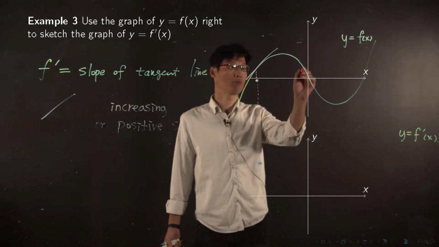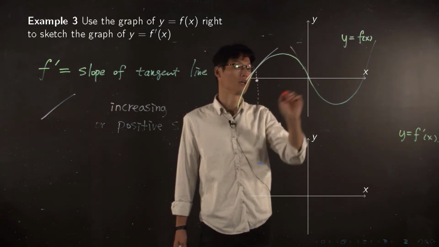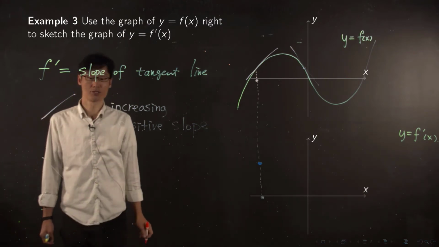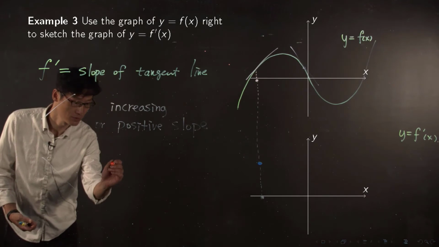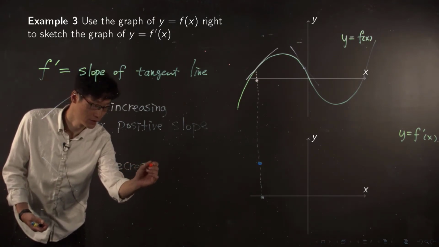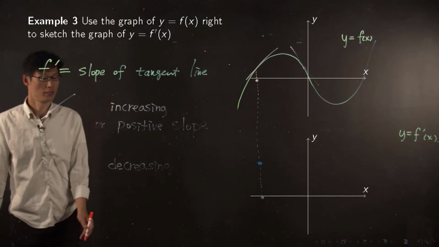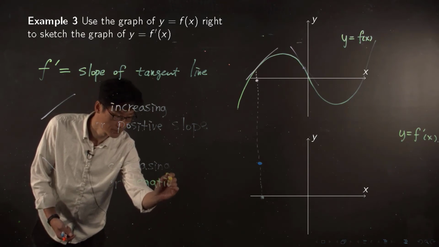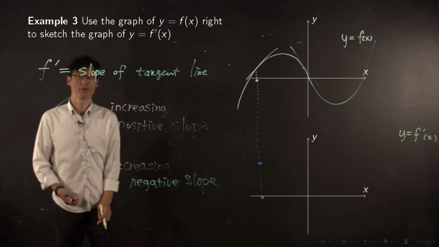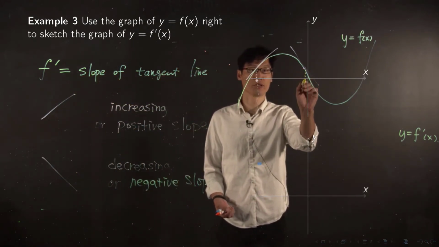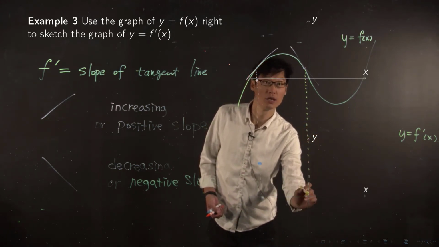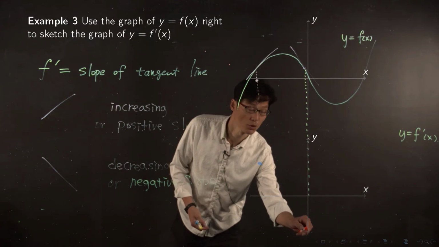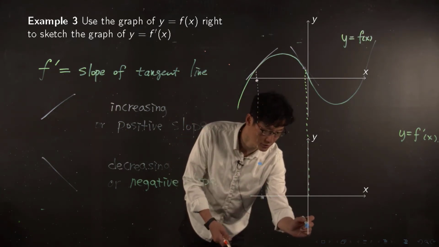And then let me pick another point, say this point. And the slope of the tangent line is negative, right? So this is decreasing or negative slope. So for this specific point, this function assigns something negative. So something negative below x-axis, like this.